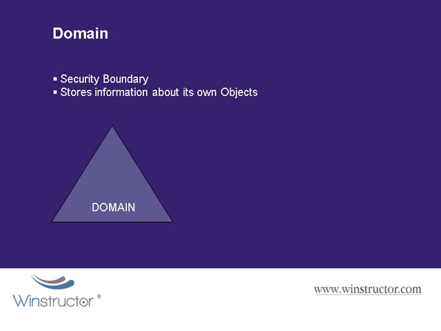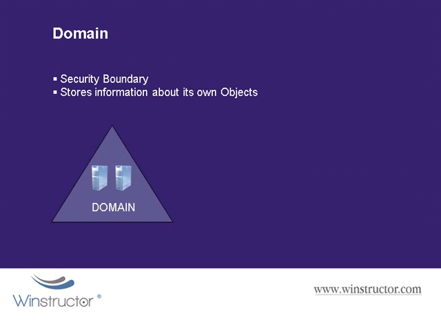Okay, next we have a domain, which is depicted by the triangle here, and that's how you'll see them referenced in many books and in Microsoft's own documentation. Active Directory uses domains to reflect your company's organization. Domains form a security boundary around the objects that they contain using access control lists or ACLs and security policies to permit or deny access to objects inside the domain.